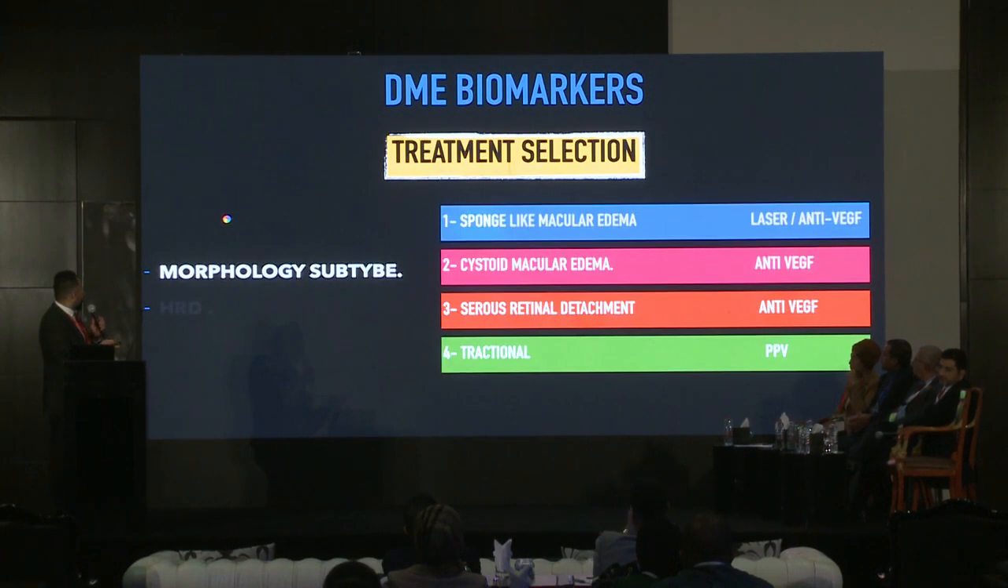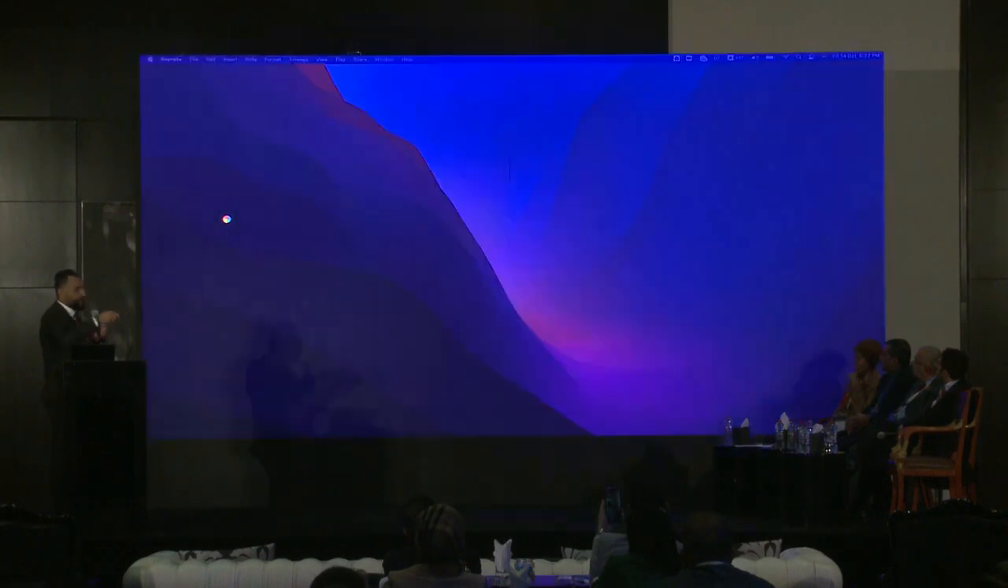So for treatment selection, as we said, with the morphological subtypes, the sponge-like type is managed by laser or anti-VEGF, the other two types are managed by anti-VEGF, and the tractional type by pars plana vitrectomy. The hyperreflective dot is very important when you see an OCT.